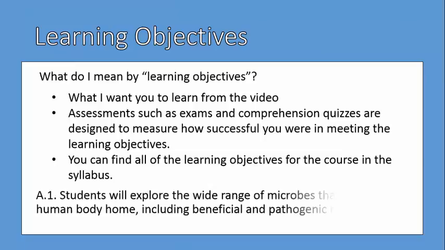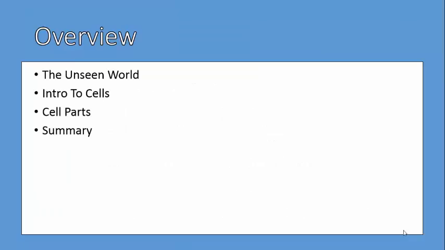This video, the learning objective is that you will explore a wide range of microbes that make the human body home, including beneficial and pathogenic microbes. To be able to fully understand that, you need to know what a cell is, which is why I'm doing this recorded lecture. Here are the topics that we're going to be covering in this video. I'm going to talk about the unseen world. I'm going to introduce you to cells. We're going to talk about the cell parts that are important to understand for this course, and then I have a summary.